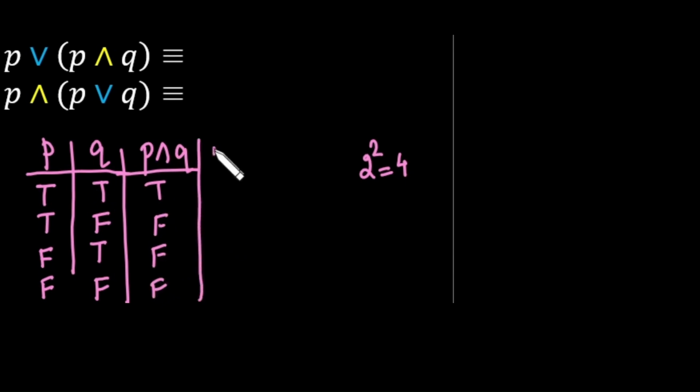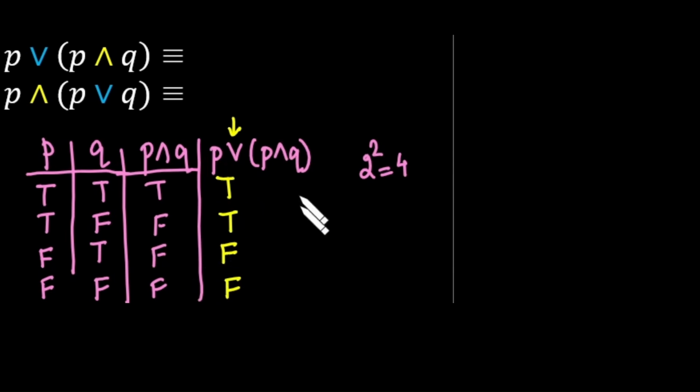Then write P or (P and Q). Now we need to operate the OR operator with the first column and third column. Here we are going to use the OR operator. OR operator is false when both are false. Now check, where are both false? Both are false? No. Both are false? No. Both are false? Yes. So here we write false. Both are false? Yes. False. So it means these two statements are true.